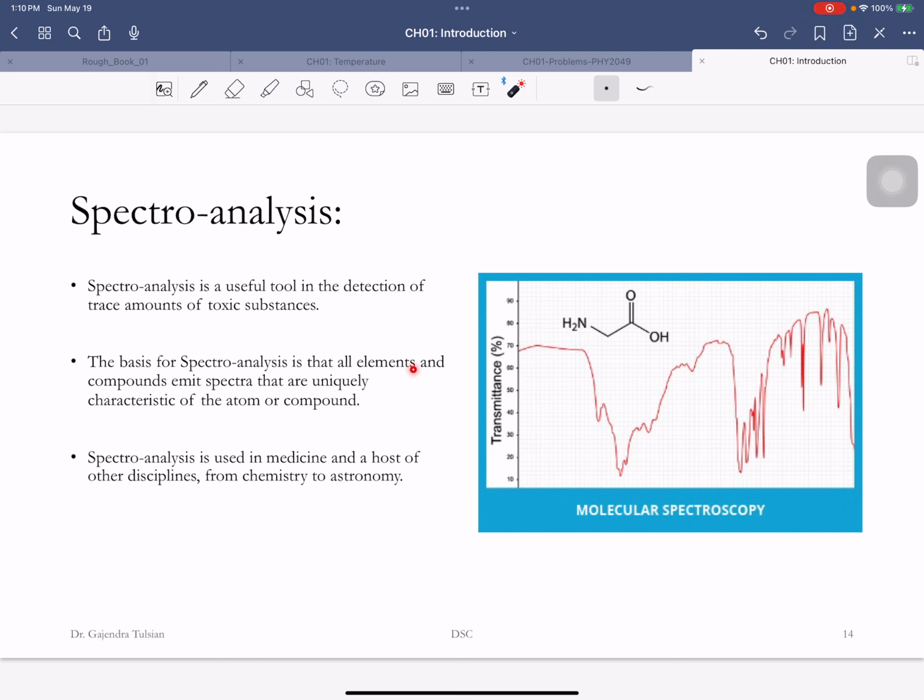So all elements and compounds emit spectra that are uniquely characteristic of the atom or the compound. So it's used extensively in medicine and a host of other disciplines, from chemistry to astronomy. So we'll study that.